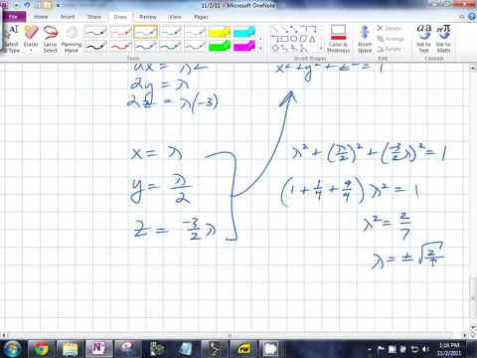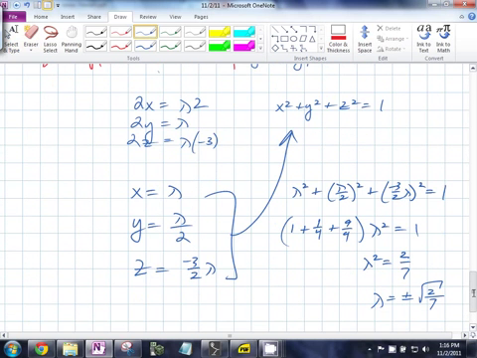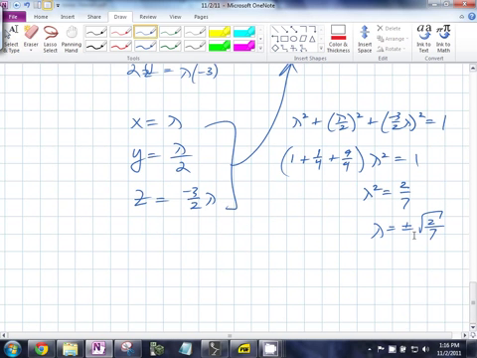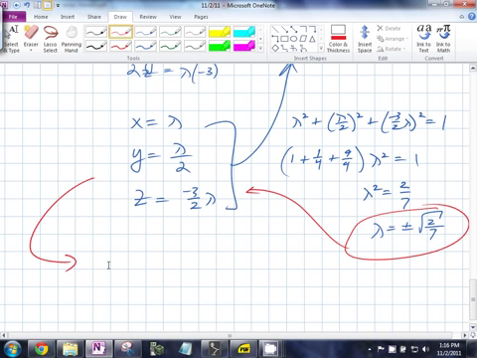So what would you have to do now? We have our lambda, and we do what with it? Plug it back into these, right? So what's x going to be? X is going to be plus or minus root 2 over 7. So if x is plus or minus root 2 over 7, what's y going to be?